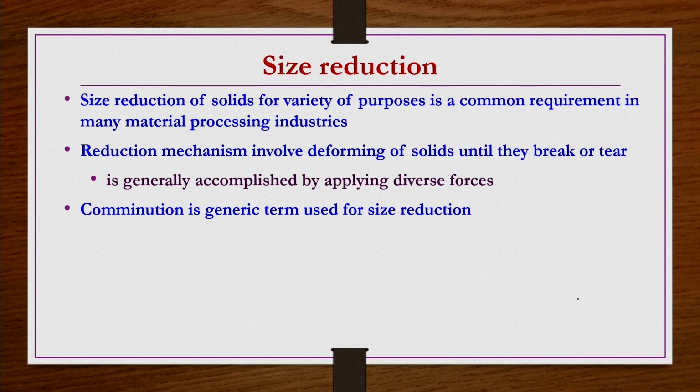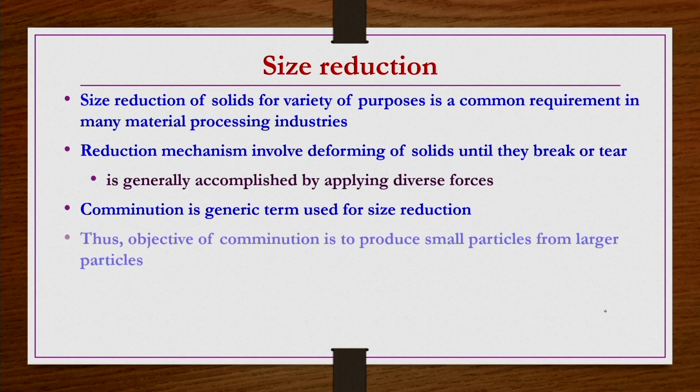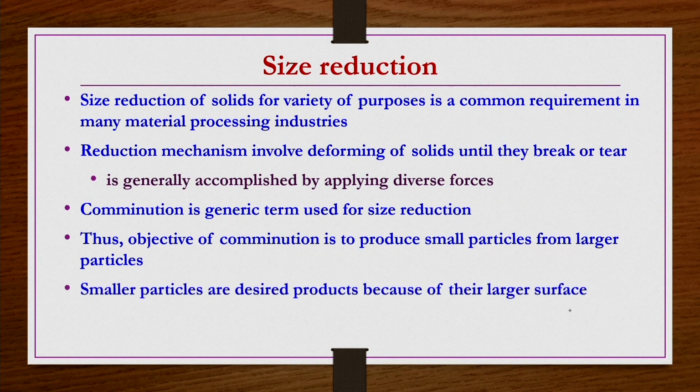For size reduction, there is another generic term, that is comminution. Comminution is also a generic term used for size reduction. So, the objective of comminution is to reduce bigger particles into smaller particles, or to produce smaller particles from larger particles. Why? Because smaller particles have a larger surface. In these size reduction operations we designate these smaller particles as the desired products, because it is a size reduction operation. So, whatever the reduced size particles are, they are the products.